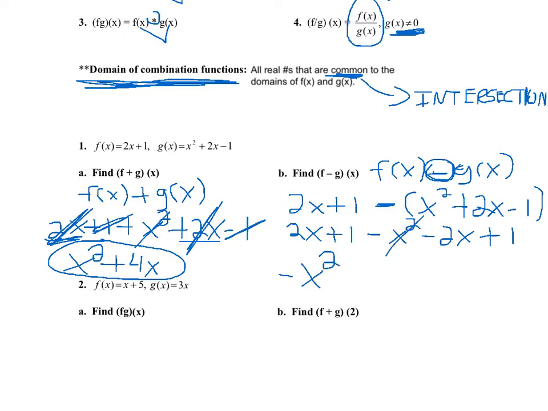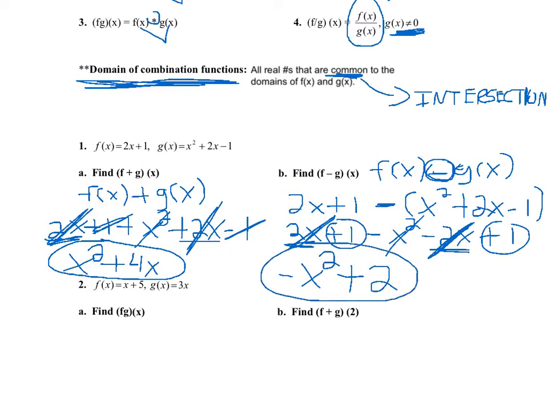Now the x's cancel out, because you have 2x and negative 2x. They're opposites, so they go away. But now the 1's, they don't cancel out. You have a positive 1, another positive 1, add those together, and you get plus 2. So negative x squared plus 2, those are unlike terms, so you're done. So pretty easy, pretty straightforward there.